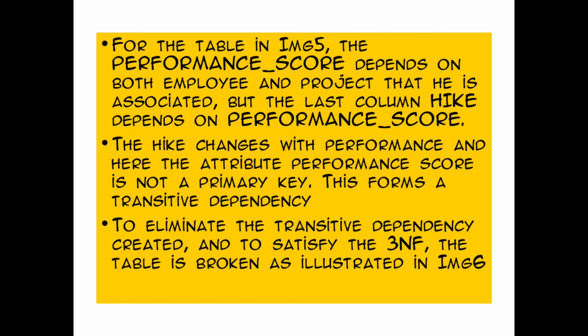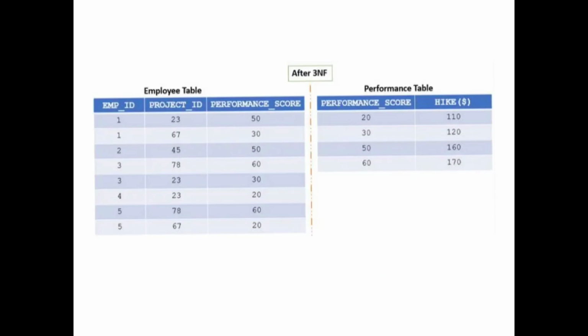For the table, the performance score depends on both the employee and the project he is associated with, but the last column, hike, depends on the performance score. The hike changes with performance, and here the attribute performance score is not a primary key. This forms a transitive dependency. To eliminate the transitive dependency and satisfy the third normal form, the table is broken. This is what happens after third normal form.